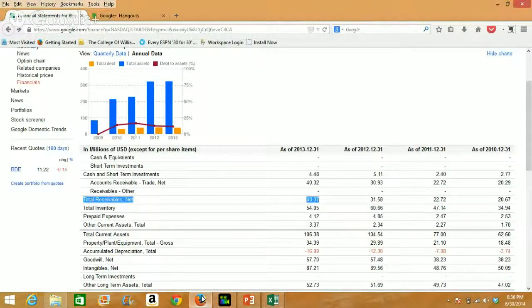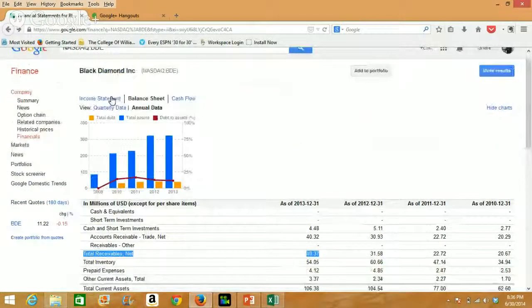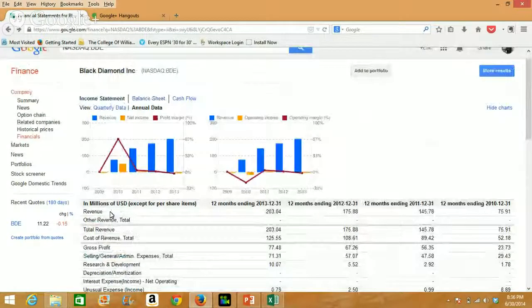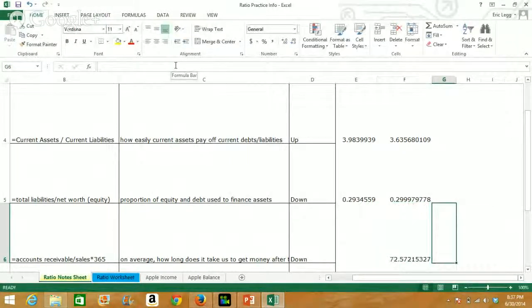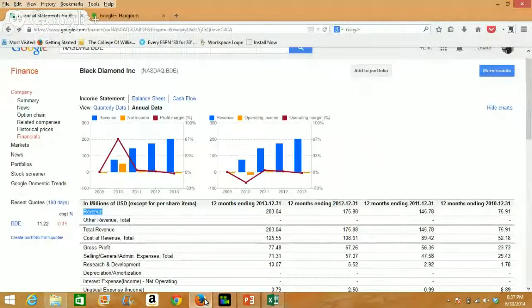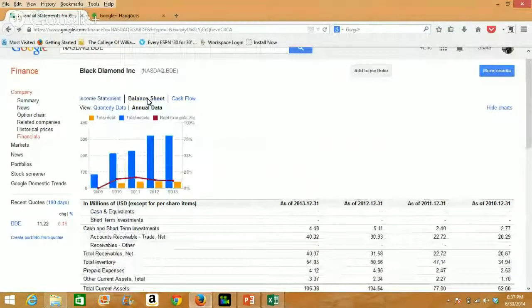Now sales is over a period of time. This is a flow. This is a video statement. We have a number of sales we don't put in our pockets. I'm going to flip over to the income statement here. Another word for sales, depending on the type of company, is revenue. So revenue 203.04, times 365. Okay. On average, it takes, in this case, roughly 72 days after a sale to get the money. So we can imagine that's actually quite high, as you might guess.